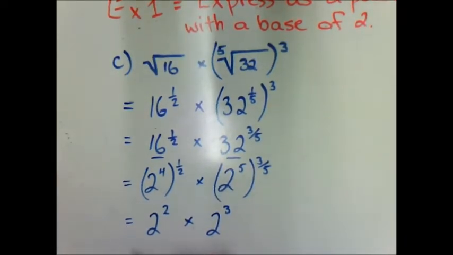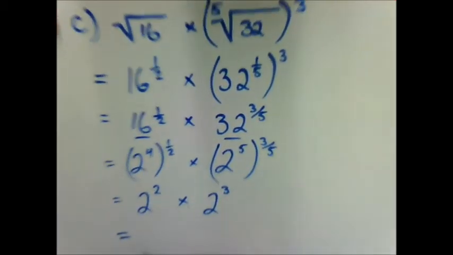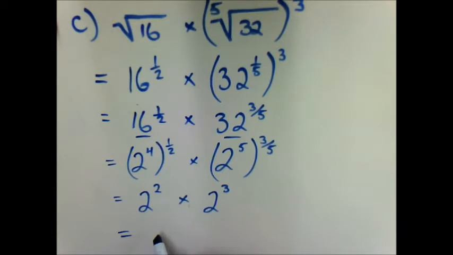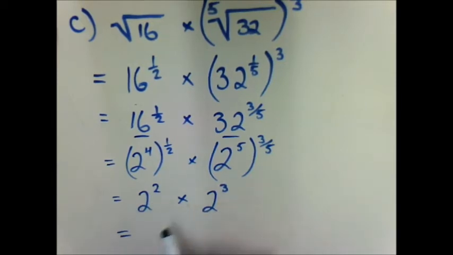The final answer here, I can scroll up a little bit. In terms of powers with a base of 2, if I have a multiplication rule of powers here, I'm just adding my exponents. This is 2 to the power of 5.